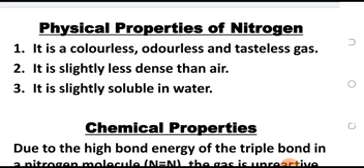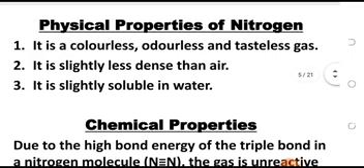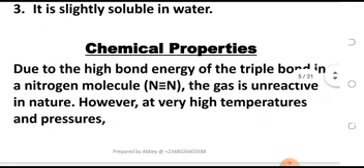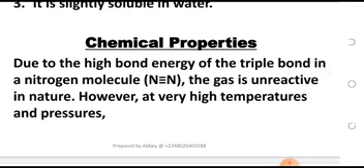So the number 3 point under the physical properties of nitrogen says that it is slightly soluble in water. That is, the solubility of nitrogen in water is very low. So let's move on to the chemical properties of nitrogen.